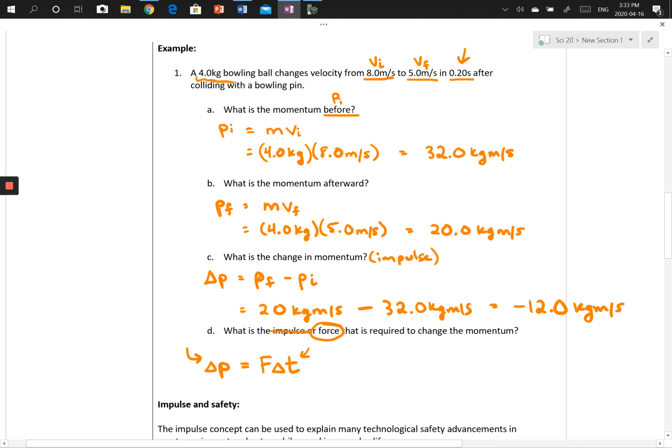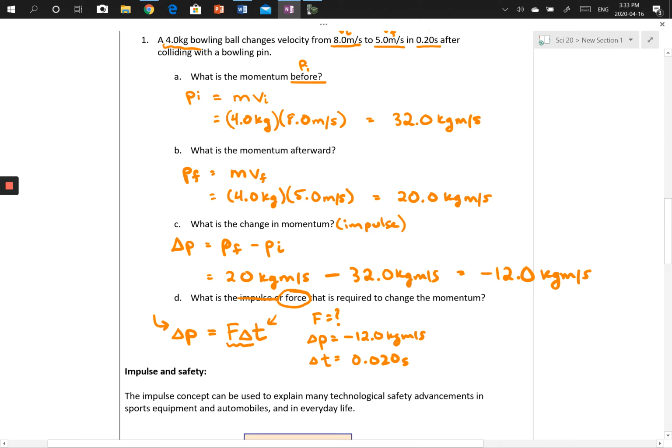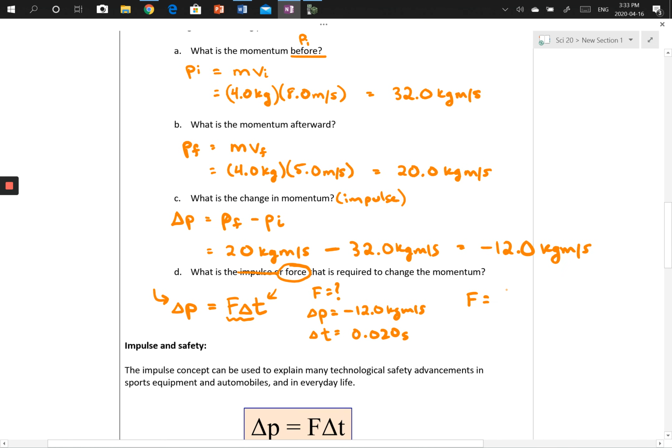So I'm going to take that formula and solve for F. My delta P was that negative 12.0 kilogram meters per second, and my delta T is the time that passed by, 0.20 seconds. I have to manipulate my formula here. I want to solve for F, so F equals delta P over delta T. You can see I just divided both sides of this formula by delta T, and on this side those cancel out.